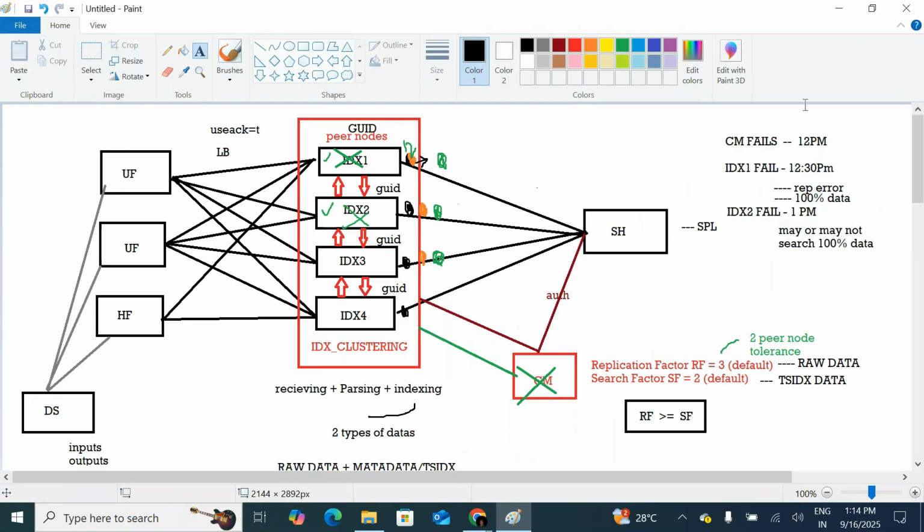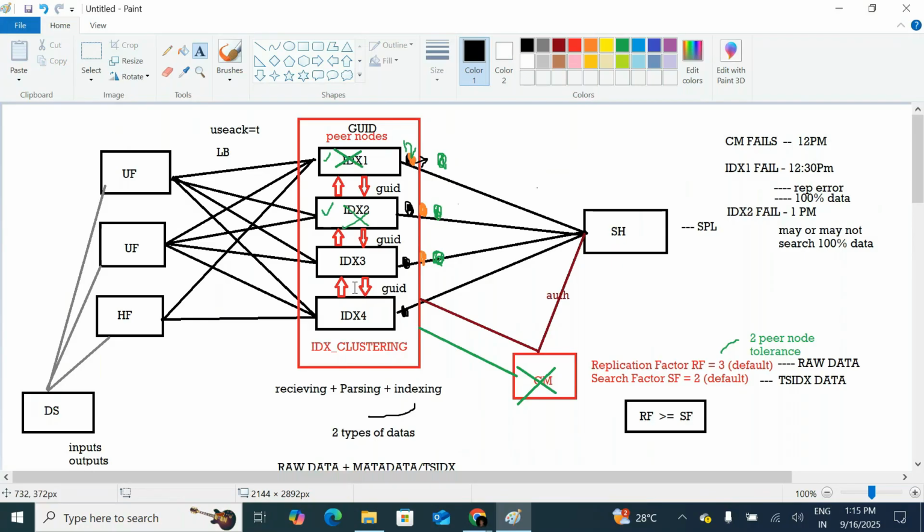Suppose whatever the 30 minutes of data is received by indexer 4. Now the failed indexer is 2. That means you can search it. Previously it was already replicated. The 30 minutes of data which was not replicated is in the other indexer, which is still available. You can search it. That's why it is 'may or may not'. Got my point, sir? So please remember these points.